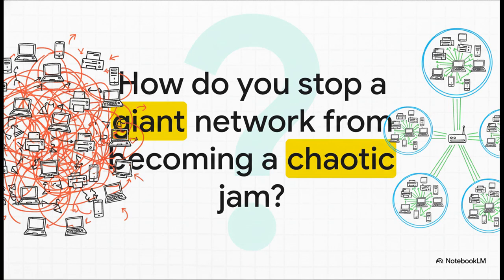Picture a big organization's network as it gets bigger and bigger. More computers, more phones, more devices, they get added every single day. And pretty soon the whole thing gets bogged down. It's slow, right? Because every single device is shouting on the same party line. It becomes a security mess and just an absolute nightmare to manage. So what do you do?